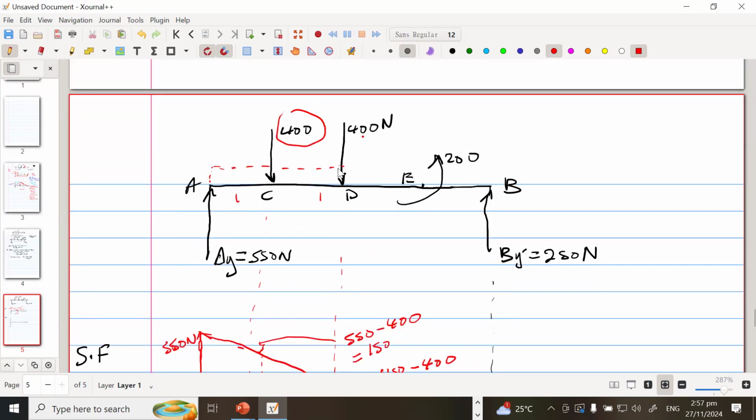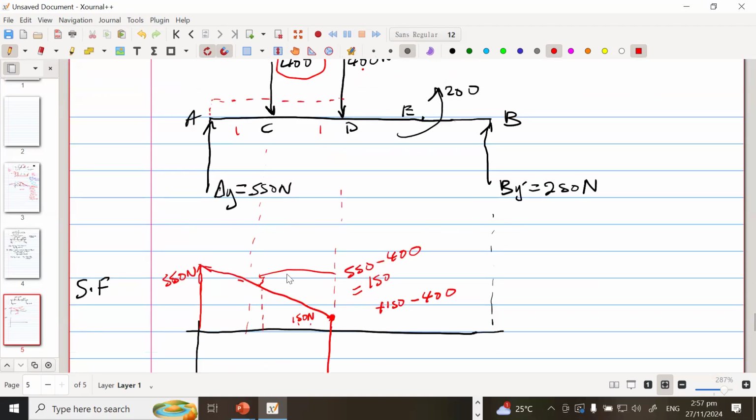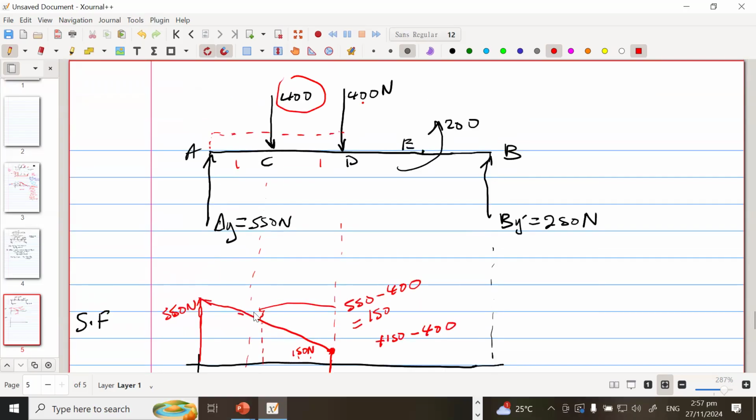So this force, coming right here, comes down to negative 250. This one carried down to this point, the 550 comes down to this point. So you just draw a straight line, a straight slope coming down to the end of it. It is a slope, right?